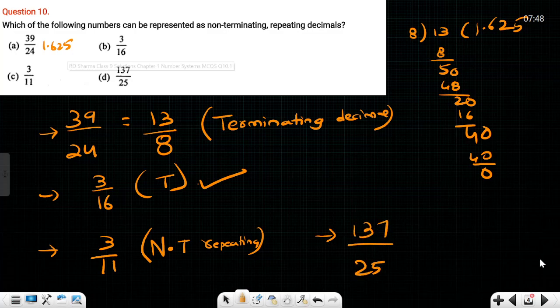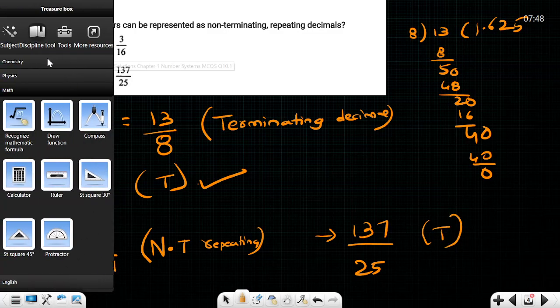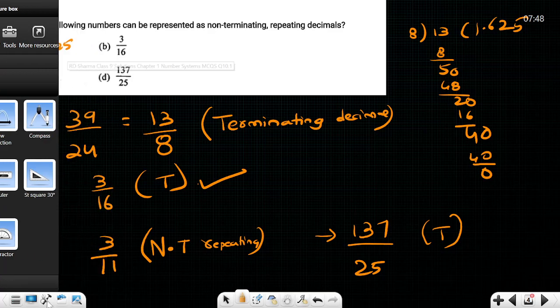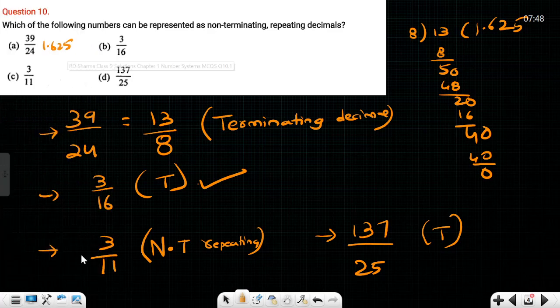Next, 137 by 25. 25 is purely a multiple of 5. Therefore, this is also going to be terminating. You wanted to see how much it terminates exactly. 137 divided by 25 is 5.48. I think it's very clear. Whenever only a multiple of 2 or 5 or a combination is there, it is going to terminate. Otherwise, it is always going to repeat. Clear? This question is highly important.